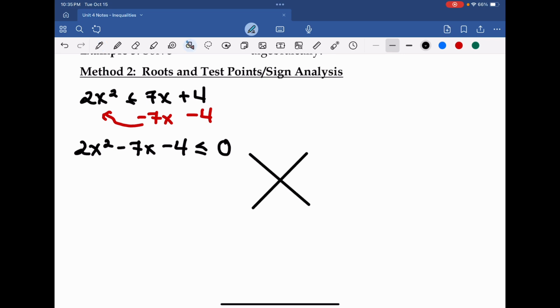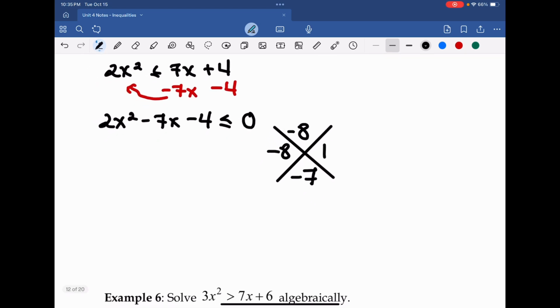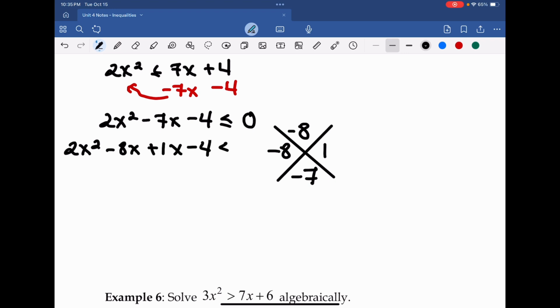So we're going to draw our x over here, and in this case, we need to use decomposition. 2 times negative 4 is negative 8. We must add to make the negative 7 in the middle. The two terms that do this for me are negative 8 and positive 1. I'm going to now do decomposition by writing 2x squared minus 8x plus 1x minus 4 is less than or equal to 0. From our factor unit, or chapter 0, we group the first two, group the second two.